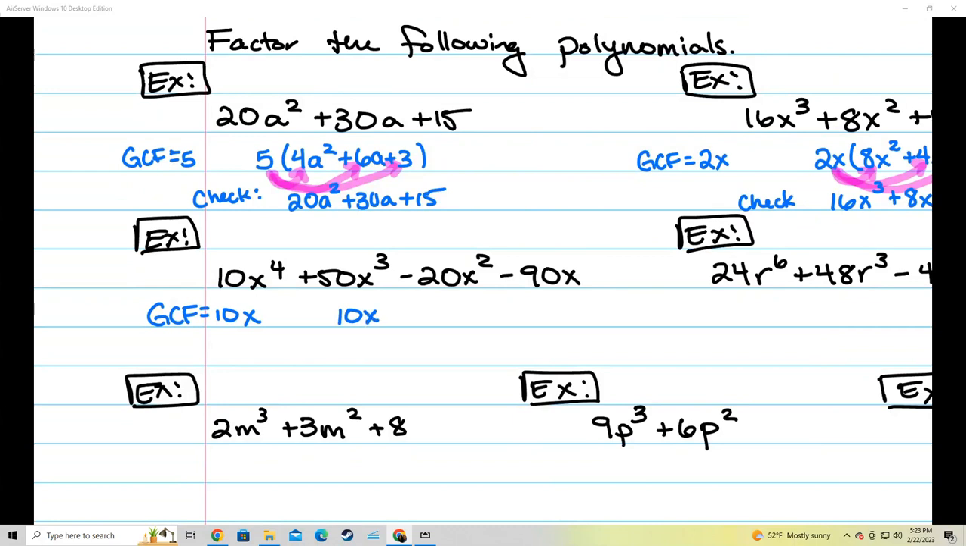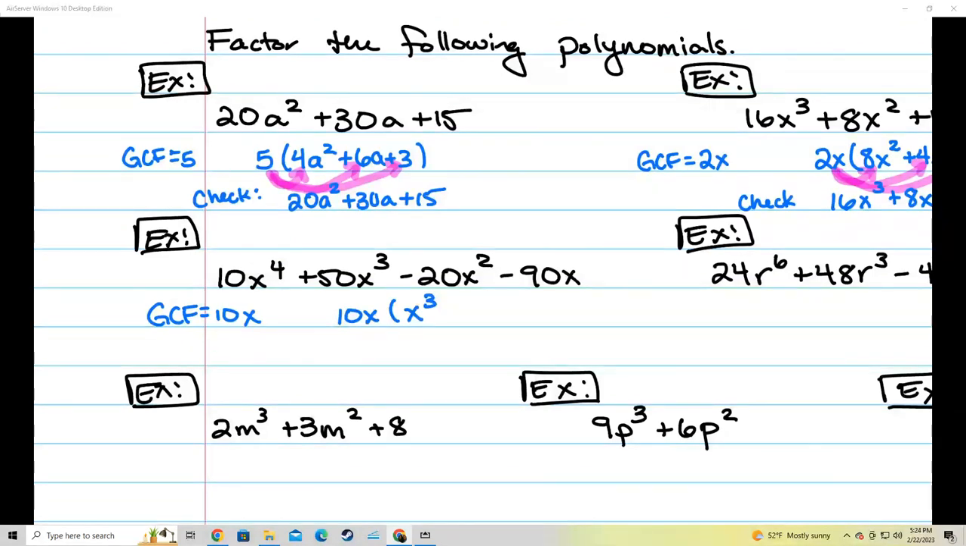Let's see. So I'm going to write the GCF in the front. I'm going to pull out a 10x. What do I need to multiply 10x by in order for me to get 10x to the fourth? Well, the 10 is already there. I don't have to worry about the number. I have an x, and I'm trying to get to x to the fourth. That means I need 3 more of those x's. So I'm going to write this as x cubed.